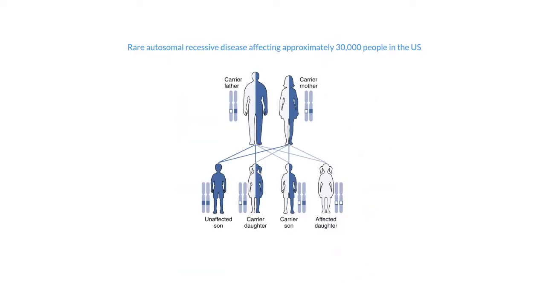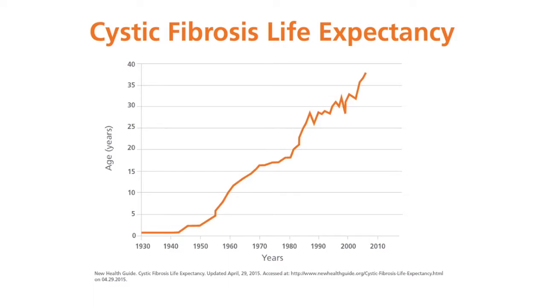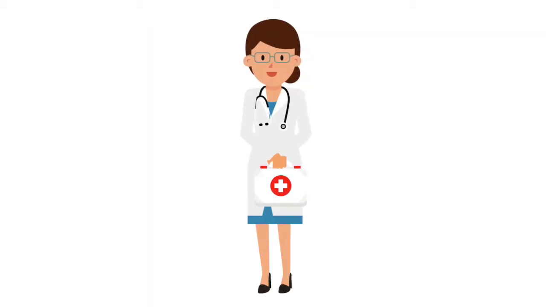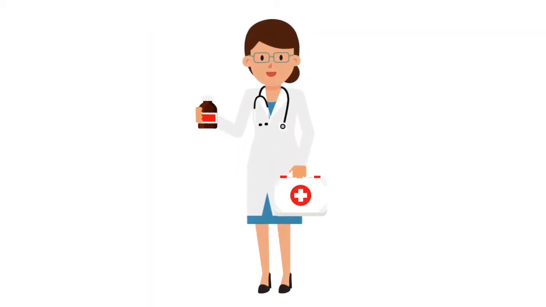CF is a rare autosomal recessive disease. It affects approximately 30,000 people in the US. The average life expectancy of a person with CF has been progressively improving and is now around 38 years of age, with many living much longer as therapies continue to improve.